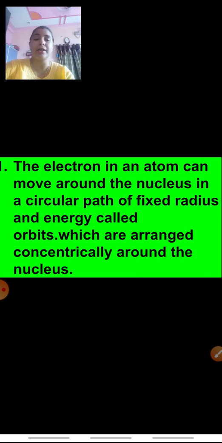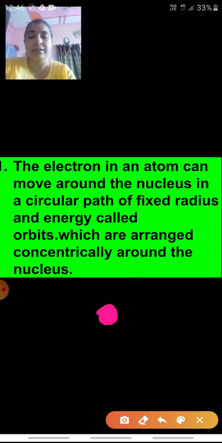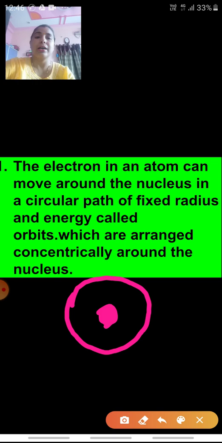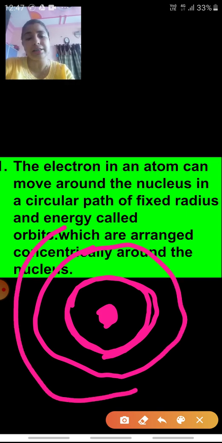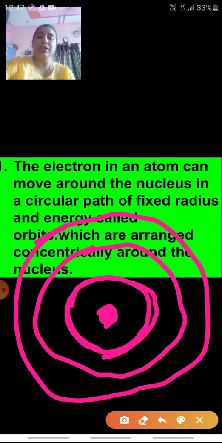What Bohr explained is that the electron can move around the atom in circular paths of fixed radius. That means the distance between this middle point and the path where the electron is moving is fixed, and the energy is also fixed. These circles are concentrically arranged around one another, outside the nucleus, and he named these paths as orbits. Remember, Bohr called the path around the nucleus in which the electrons can move an orbit, and he said that it has fixed energy.